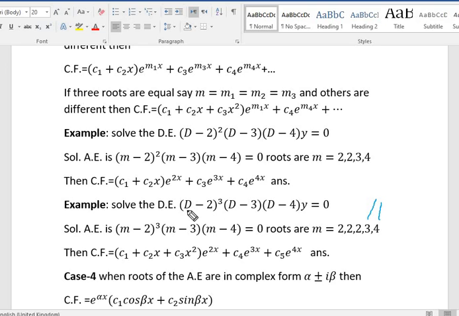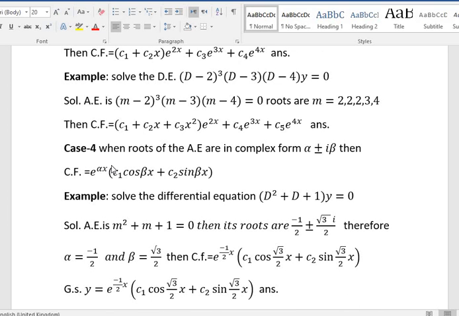So how many roots? 3 plus 1 is 4, plus 1 is 5. So there should be 5 roots. Here m equals 2 is repeated 3 times, and the others are different. So what you have to write? When 3 roots are equal and the other roots are different, you write (c1 plus c2x plus c3 x power 2) e power 2x, plus c4 e power 3x because this is a different root, plus c5 e power 4x because this is also a different root. This is the general solution, or you can say the complementary function.